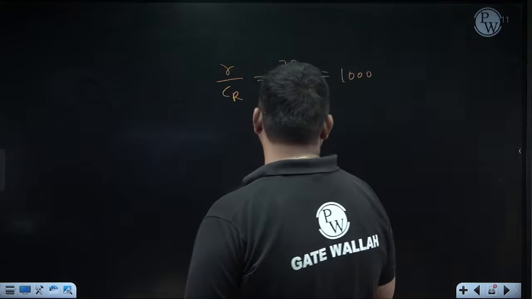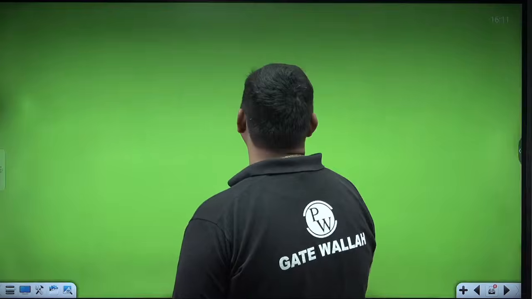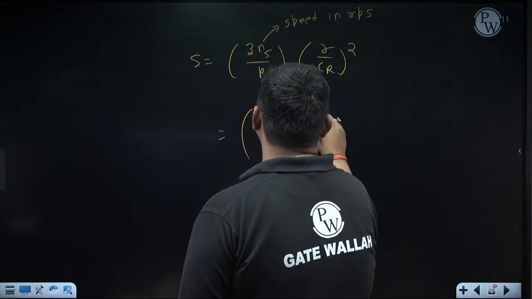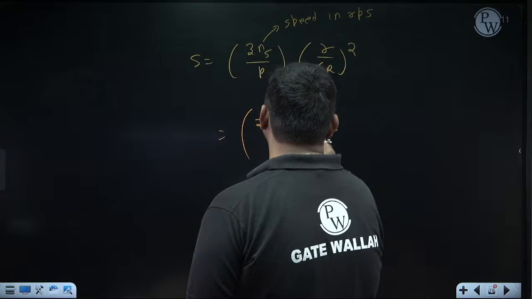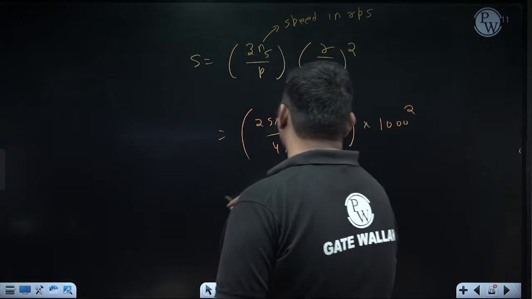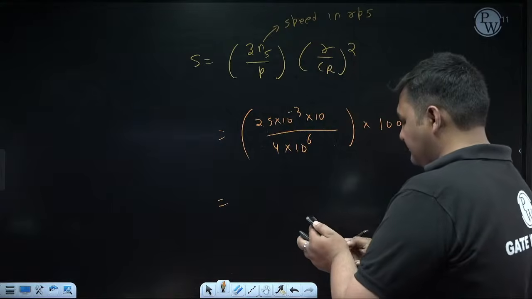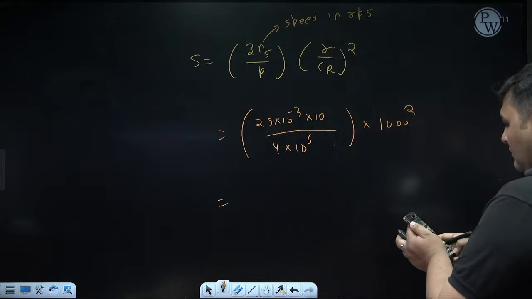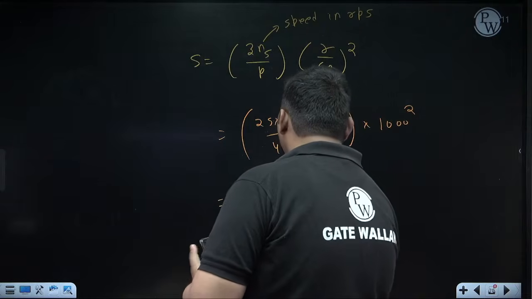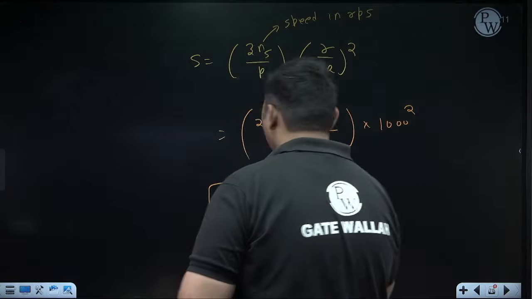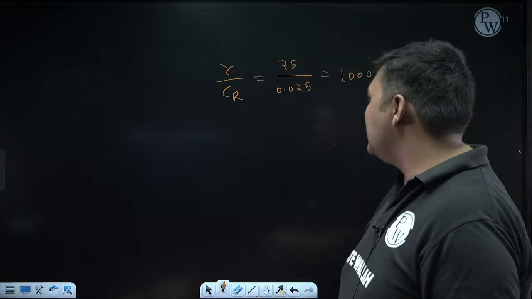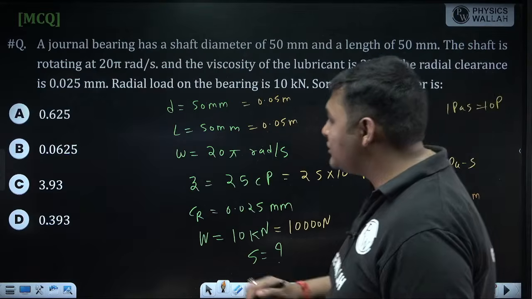Now we can calculate Sommerfeld number. Z is 25 into 10 to the minus 3 Pascal second, NS 10 RPS, bearing pressure 4 into 10 to the 6, r by CR whole square. r by CR is 1000, and it's a square. How much is it coming? Is it coming 0.0625? Clear? So for this question, the value of Sommerfeld number is coming 0.0625, matching with which option?